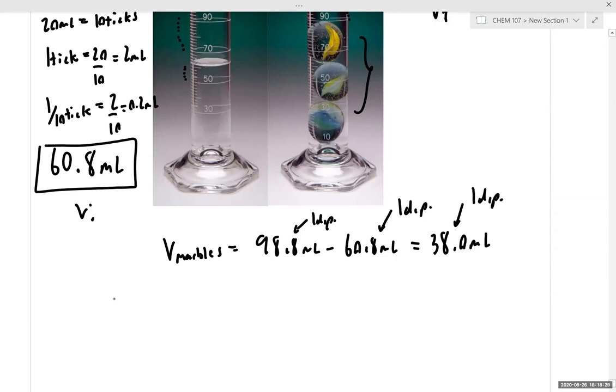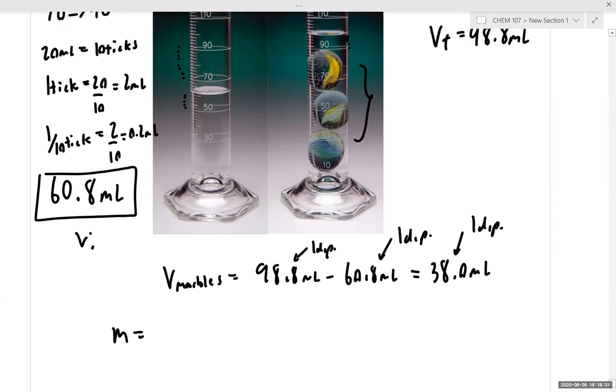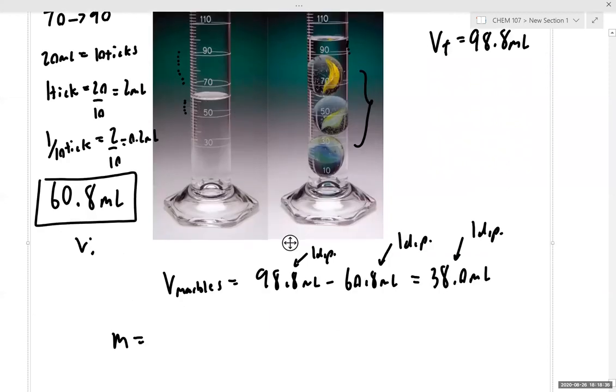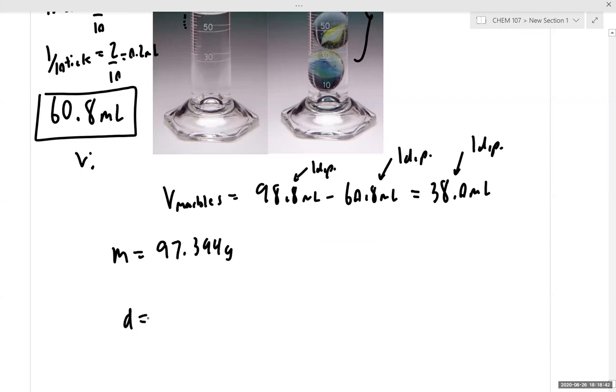Now that we know the volume, if we know the mass, we can calculate the density. So the mass is 97.394 grams. So then the density is equal to the mass over the volume. So 97.394 grams over 38.0 milliliters.